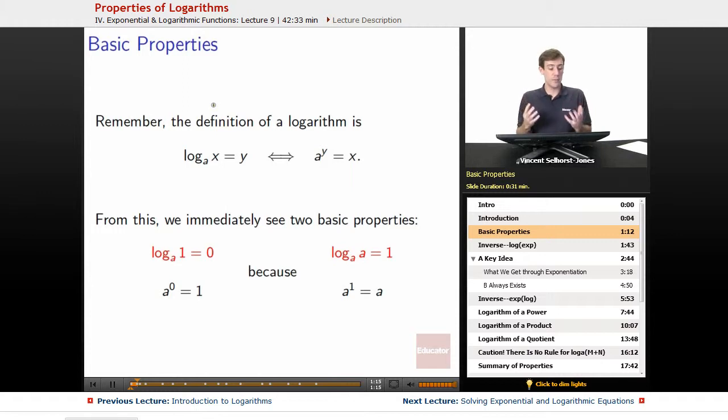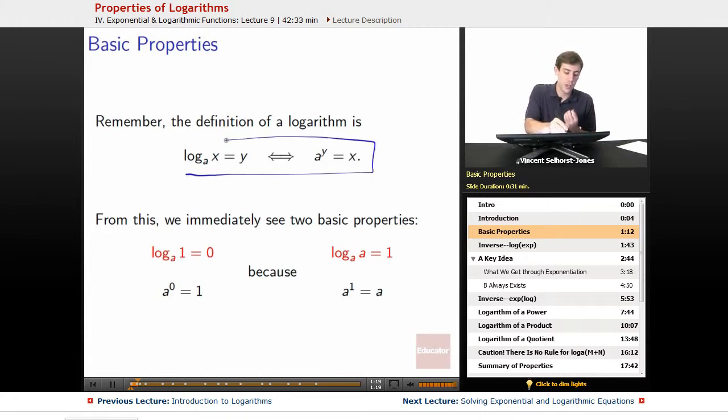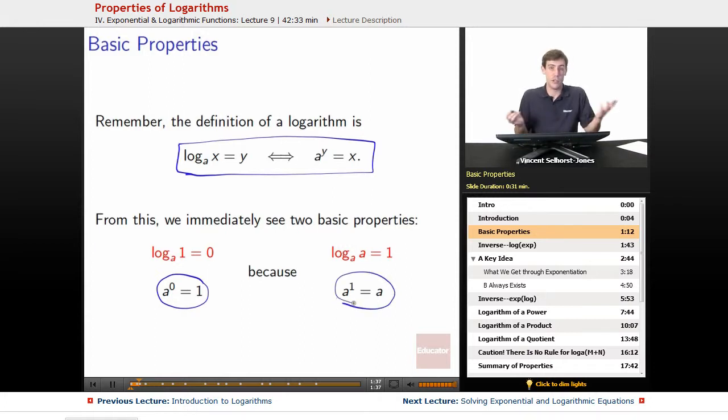Let's just start off with some really basic properties. Remember, this is the definition that we'll be working with the whole time. Really good idea to understand this. So from this, we can immediately see two basic properties. Log a of 1 equals 0 because a to the 0 equals 1 for anything, right? That was one of the things we figured out when we were working with exponents. And also log a of a is going to equal 1 because a to the 1 is just equal to a, right? Because it's just 1a. So two basic properties that we get just from the simple definition.